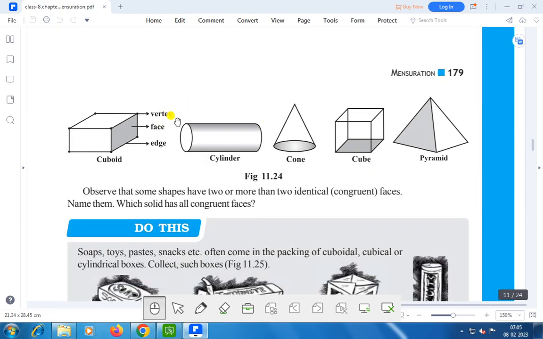That is, we have discussed some solid shapes: cuboid, cylinder, cone, cube, and pyramid. Observe that some shapes have two or more identical congruent faces. Name them. Which solids have all congruent faces? That is the cube.